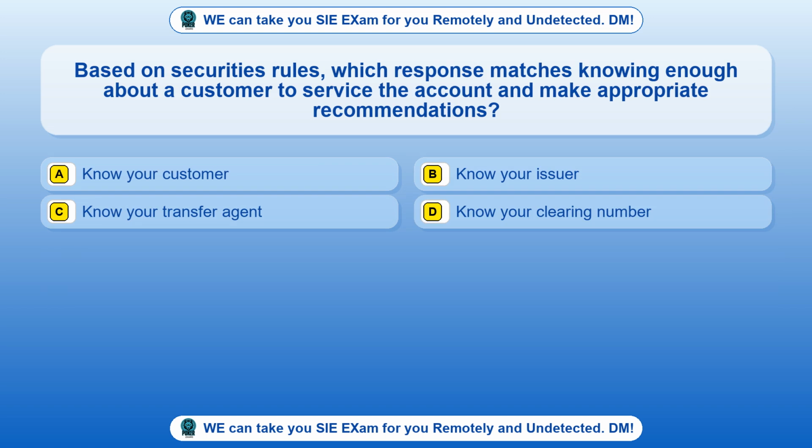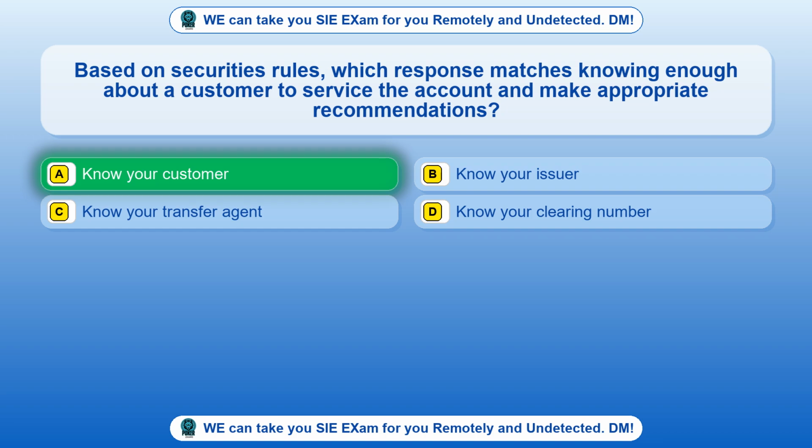Question 17. Based on securities rules, which response matches knowing enough about a customer to service the account and make appropriate recommendations? Option A, know your customer. Option B, know your issuer. Option C, know your transfer agent. Option D, know your clearing number. The correct answer is option A, know your customer.